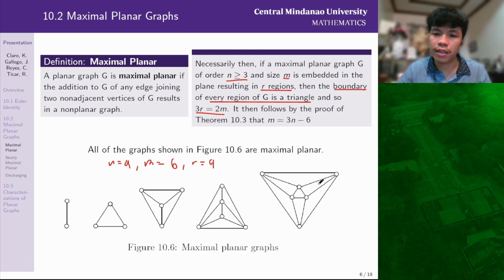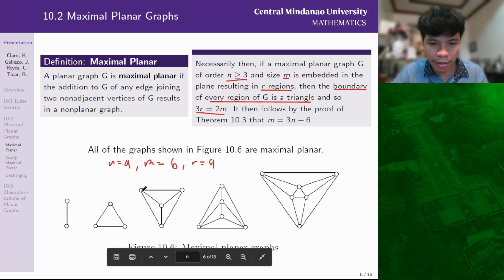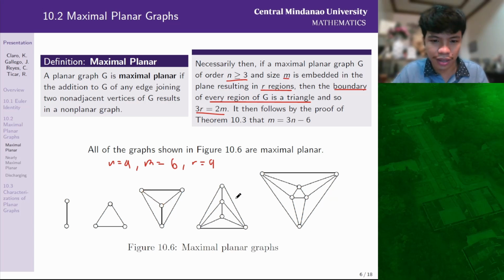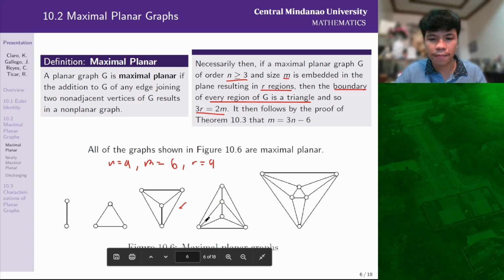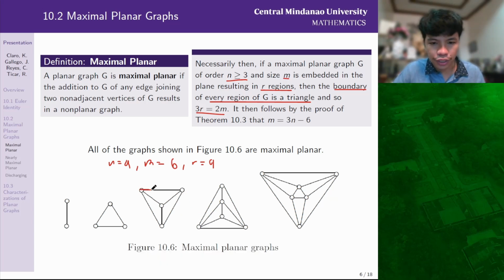It also states that the boundary of every region of G is a triangle. For example, for this region, the boundary is this, and incidentally, it is a triangle. This one is also a triangle, and so is this one. How about this one? What is its boundary? As you may have noticed, it is also a triangle. By that, we have verified that every boundary of the region is a triangle.